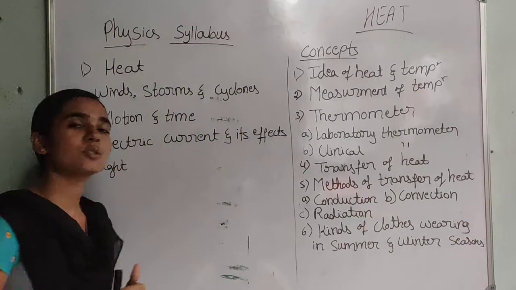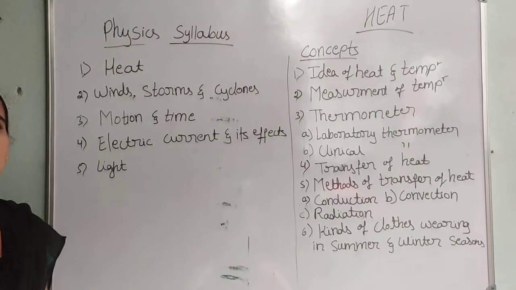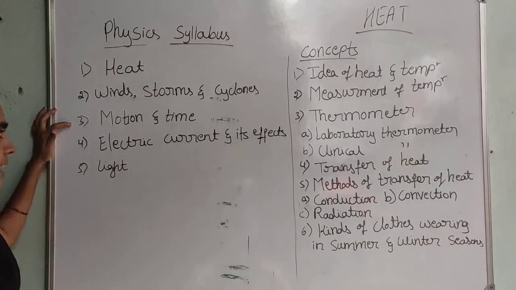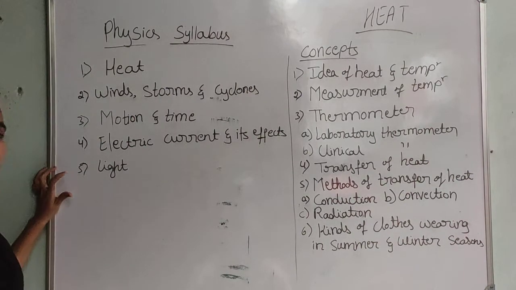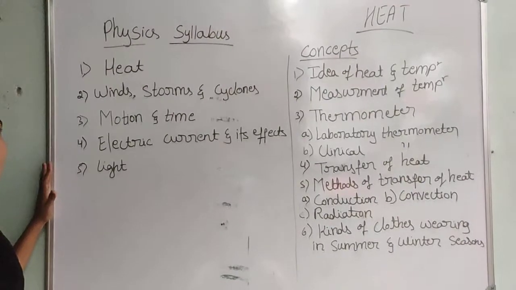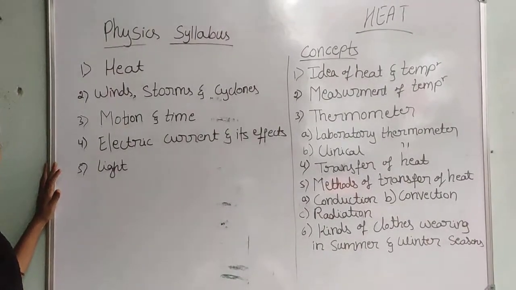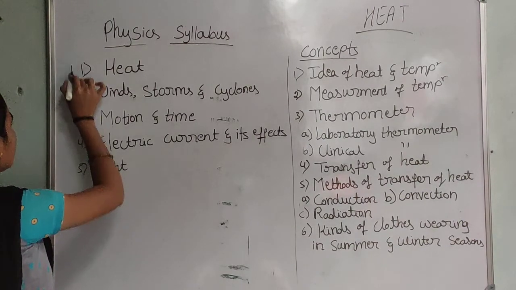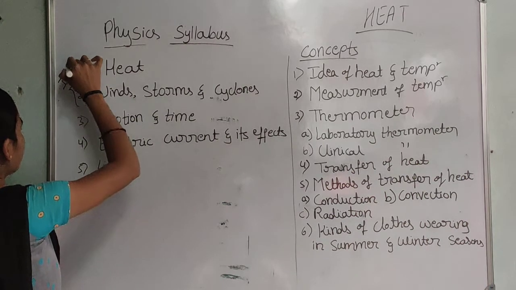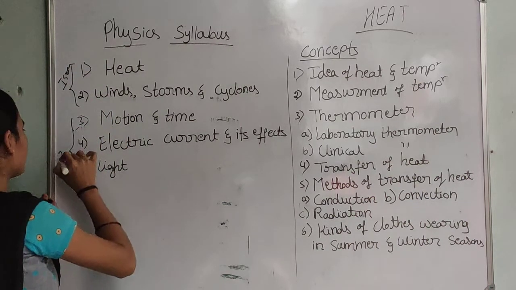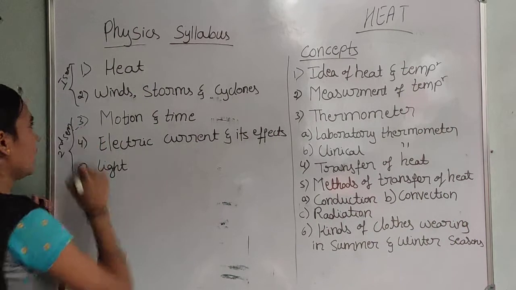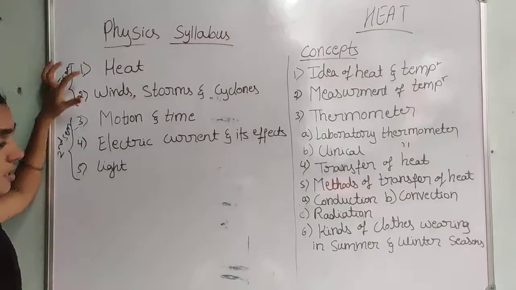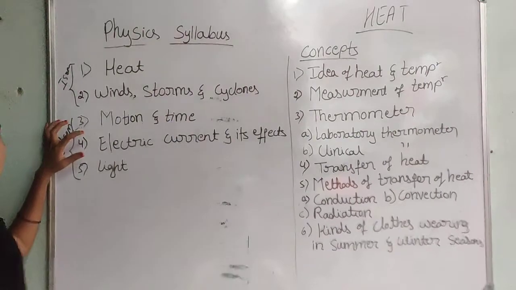Dear students, in total we have 5 chapters for 7th class physics. The first chapter is heat, then winds, storms and cyclones, motion and time, electric current and its effects, and the last chapter is light. These are the 5 chapters our physics consists of. Of these, the first 2 chapters are for the first semester and the remaining 3 chapters are for the second semester. We are going to conduct an exam on the first 2 chapters in the first semester, and the remaining 3 chapters are for the second semester.